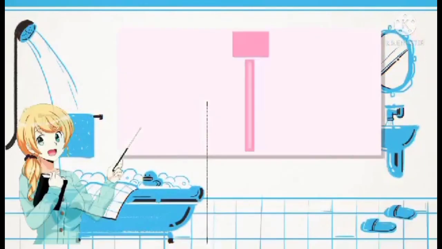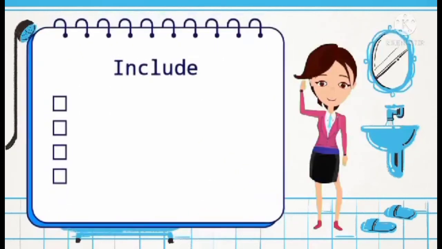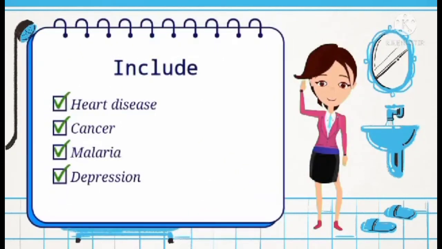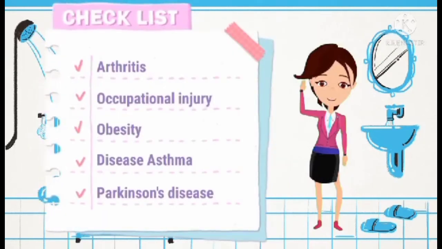Environmental-related illness. Some human illnesses are found to be related with its environment. Include heart disease, cancer, malaria, depression, arthritis, occupational injury, obesity, asthma, Parkinson's disease.